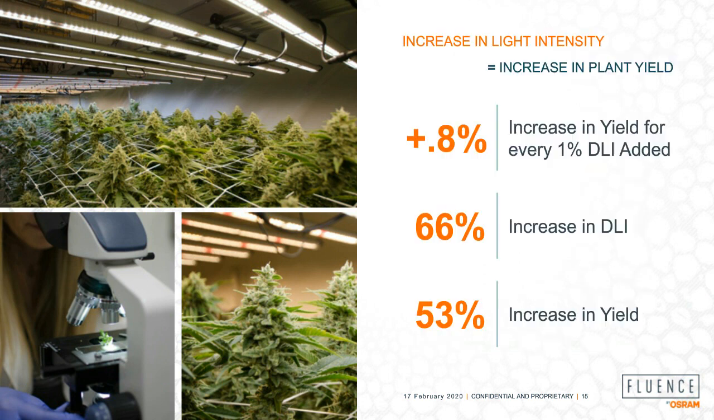So some of the things that we saw, which was interesting from the data, was that for every 0.8% increase in yield, there was a 1% increase in DLI added. So from 400 PPFD, we added 66% more DLI, and in turn got a 53% increase in yield at 1200 PPFD, right? So the big takeaway from this study for us was that an increase in light gave us an increase in plant yield. That's very important for growers to understand.